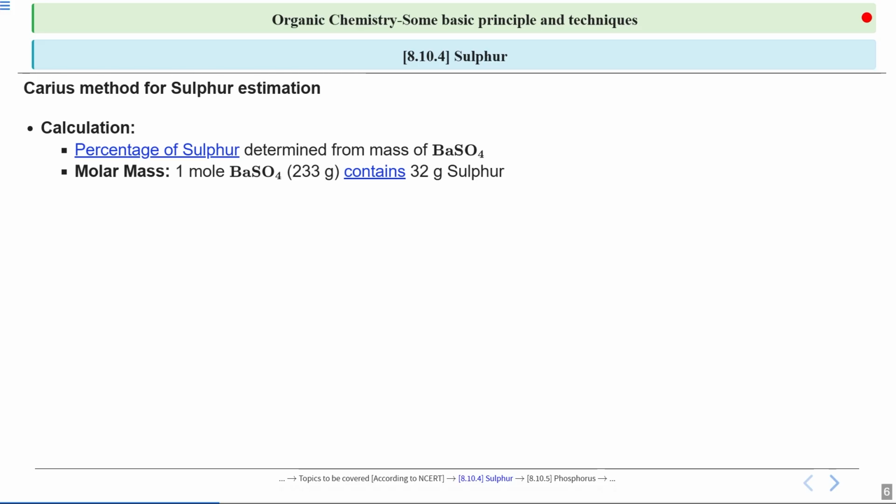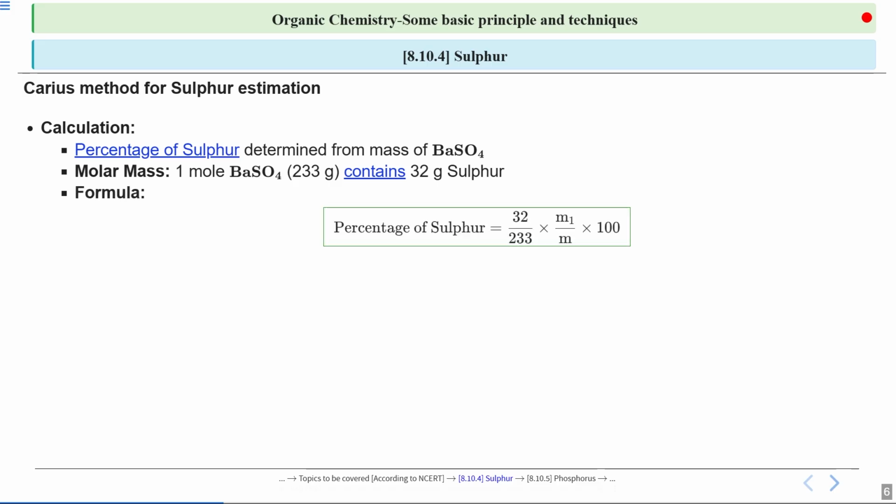We now see the molar mass information. 1 mole of barium sulfate, which weighs 233 gram, contains 32 gram of sulfur. The formula for calculating the percentage of sulfur is now visible: 32 upon 233 multiplied by M1 upon M into 100. This is the overall formula.